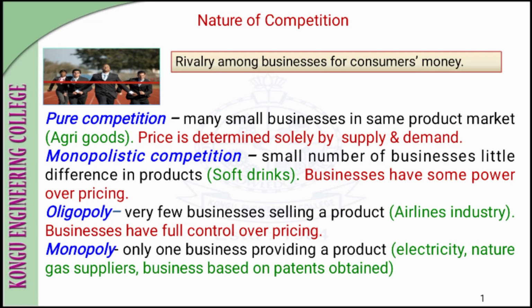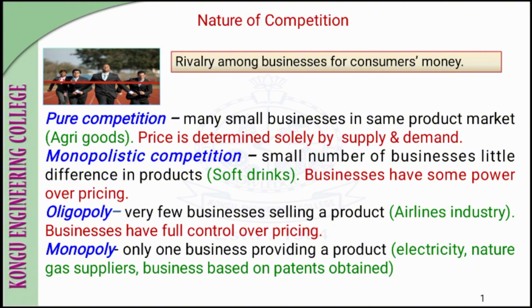Next, nature of competition. Nature of competition means there is pure competition, monopolistic competition, oligopoly and monopoly. Pure competition means many small businesses in the same product market, for example agricultural goods. Price is determined solely by supply and demand.